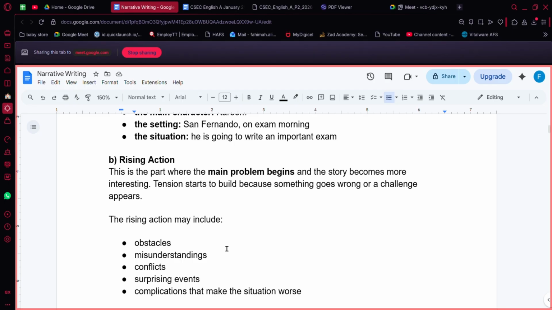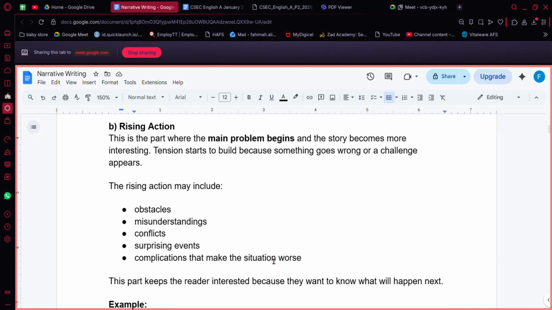So the other student pretends that you were cheating from them or copying their work. So they tell on you and they get in trouble there. Surprising events. Maybe when you reach school, you realize that nobody is in the classroom. You don't know where the exam is taking place. Complications that make the situation worse.